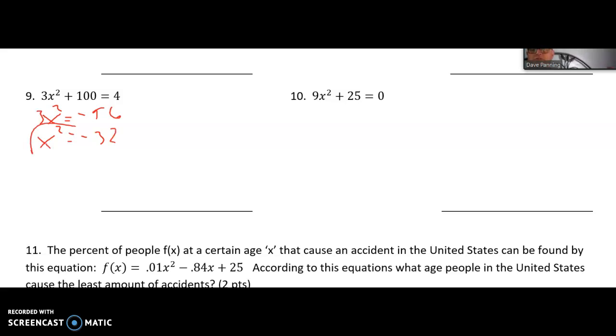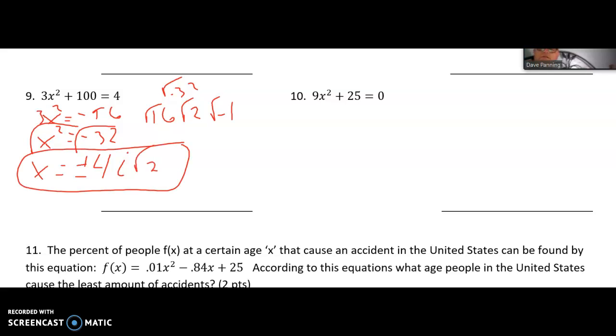And so then I'm going to take the square root of both sides. And so I'll have x equals plus or minus whatever the square root of negative 32 is. So negative 32 is the same thing as 16 times 2 times negative 1. The square root of 16 is 4. The square root of negative 1 is i. And the square root of 2 I don't know. So that's going to be plus or minus 4i radical 2. A lot of us forgot the plus or minus sign there, which was our only mistake. All right, let's take a look at number 10.